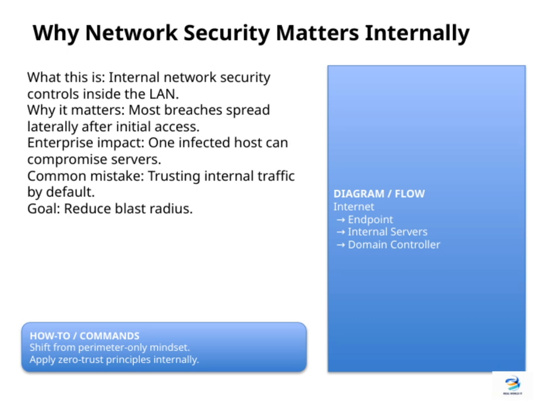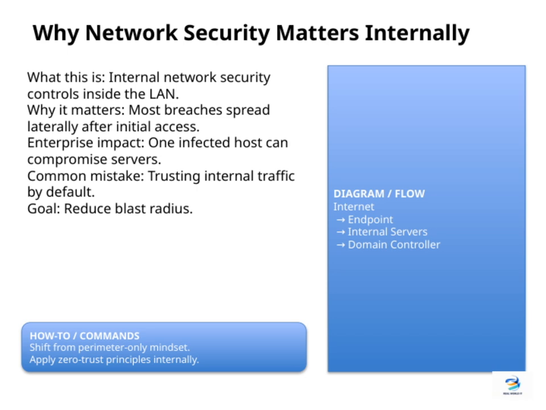Why is this so important? Because most breaches don't stop at the initial access point. They often spread laterally across the network, causing much more damage. A common mistake many organizations make is trusting internal traffic by default, assuming that once you're inside, everything is safe. But the reality is, if one host gets infected, it can easily compromise servers and critical resources.